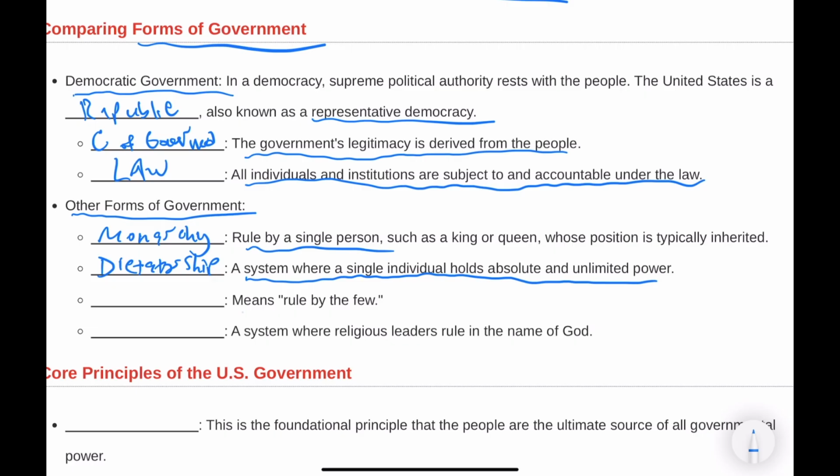And then 3, this means rule by the few. That's an oligarchy. And then we have a system where religious leaders rule in the name of God, and that's a theocracy.